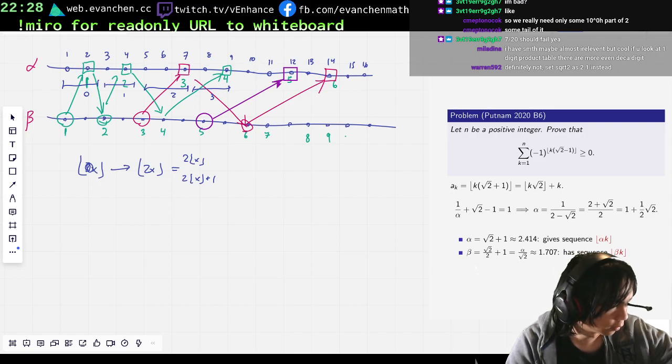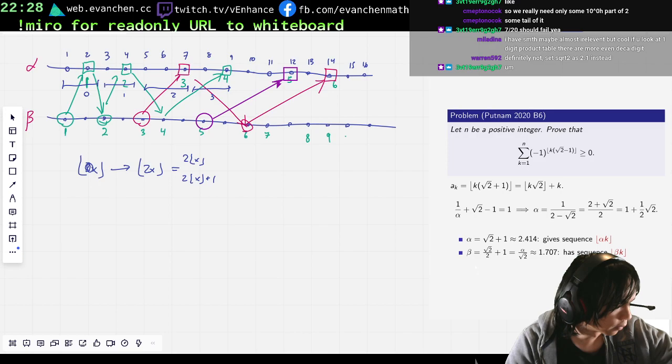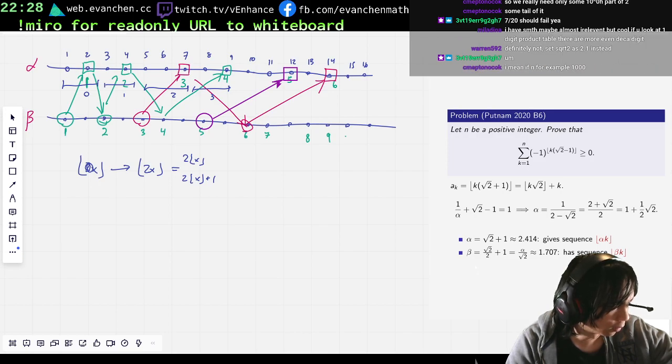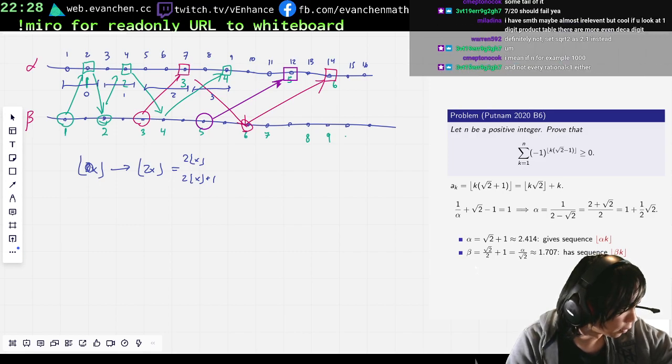One-digit product table. What is a one-digit product table? If n, for example, 1000.